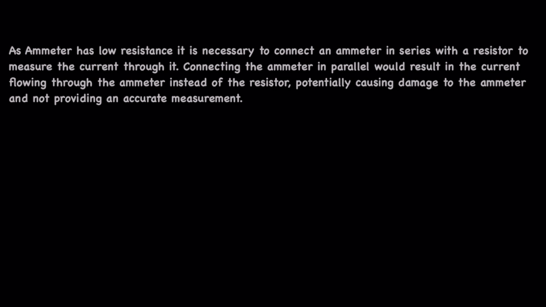So here it is mentioned that the ammeter has low resistance. So it is necessary to connect an ammeter in series with a resistor to measure the current through it. Connecting the ammeter in parallel would result in the current flowing through the ammeter instead of the resistor, potentially causing damage to the ammeter and not providing an accurate measurement.